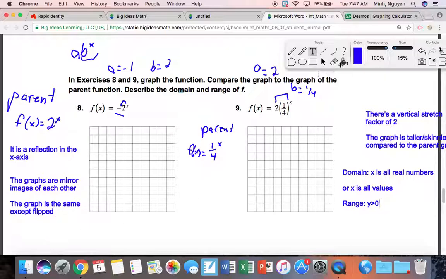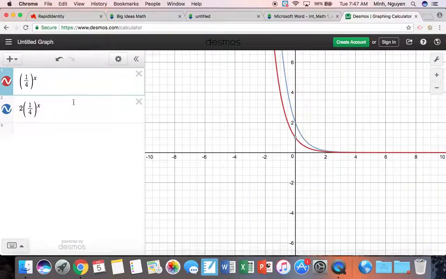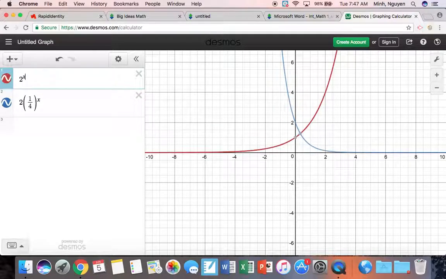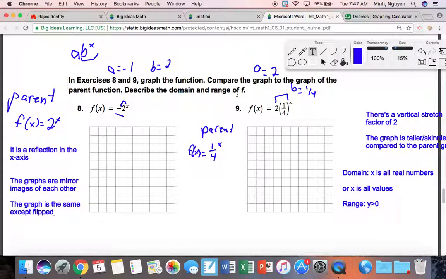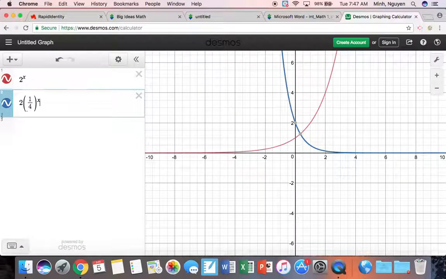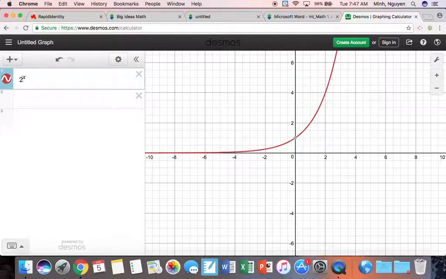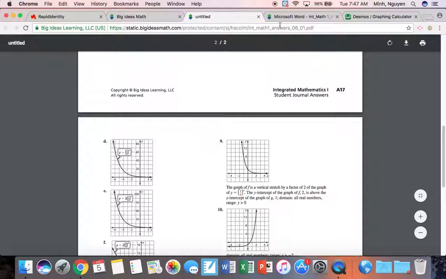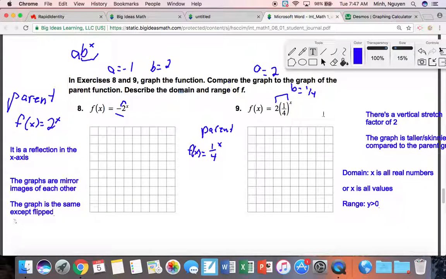And the same thing, actually, let's go back and graph both of those. So we have 2 to the x, and it only wants me to describe the domain and range of f, not even both of them. So let's see here, f is negative 2 to the x. Here we can see that we're going to keep going from left to the right, and we can just keep going to the right forever and ever. So the domain in this case is also: x is all real numbers.